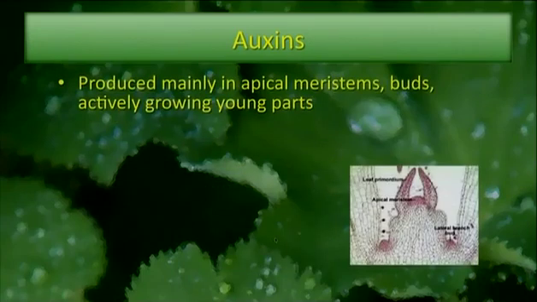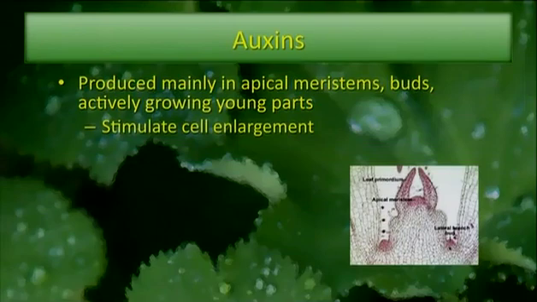And they're produced mainly in apical meristems. Here's an apical meristem. Also in buds, in actively growing young parts, even part of the root. So it's kind of hard to predict exactly what the effect of applying an auxin will be, because you can apply a certain concentration of auxin to a plant, and it will promote shoot growth, right? But the same amount applied to the same plant might inhibit root formation.